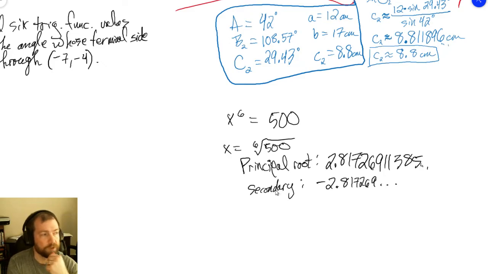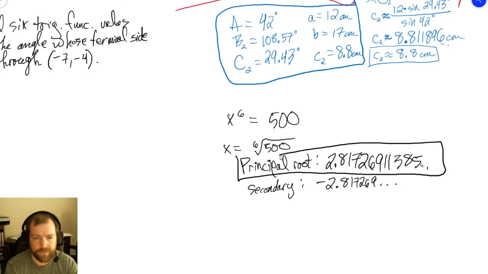So principal root is going to be the primary answer that you find every single time that you're looking for it. In this case, principal root means what are we doing notationally when we just write the something root of a number? So like, what's your calculator going to find, right? When I type in the sixth root of 500, it spits out this answer. That's the principal root. So 2.8179269, etc.